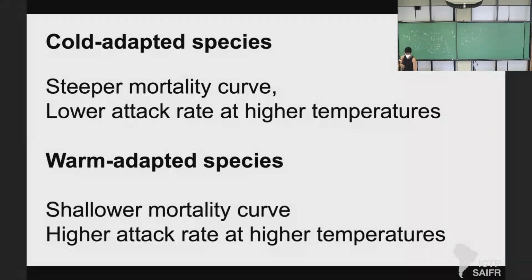So, we are going to say that cold adapted species should have a steeper mortality curve and a lower attack rate at higher temperatures. Warm adapted species should have a shallower mortality curve and a higher attack rate at higher temperatures, okay? Which is true though, right? Because if the temperature responses are such that if you look at this, the optimum for the cold adapted species is lower, right? So its attack rate is higher at a lower temperature. So this is the kind of thing where you have to go home, look at that paper and reflect on this, but it's actually a really significant set of findings, okay?